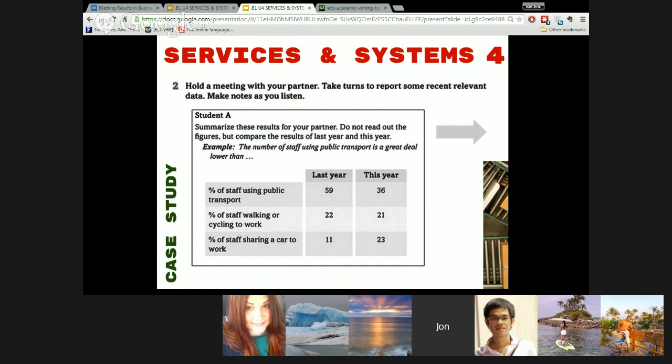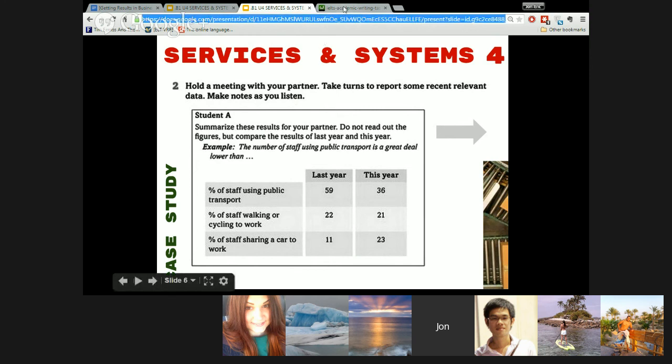So, you've got to present the information in the table that was not presented by Ali or Anna Carolina. Okay, so I think Anna Carolina talked about people using public transport, and Ali talked about car sharing. That means you're talking about cycling. Okay, I could say the number of staff sharing a car to work is doubled.